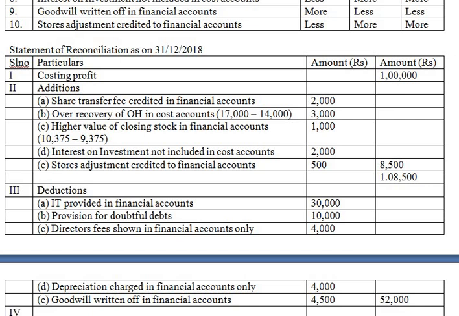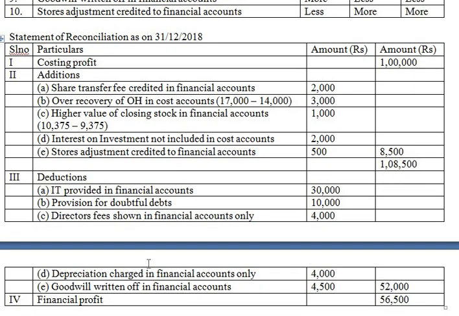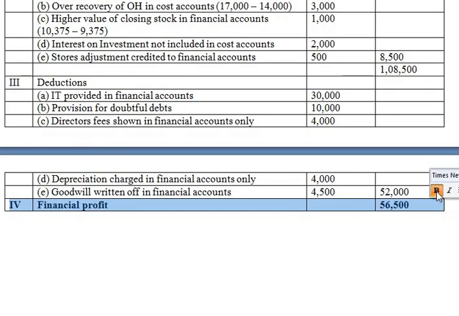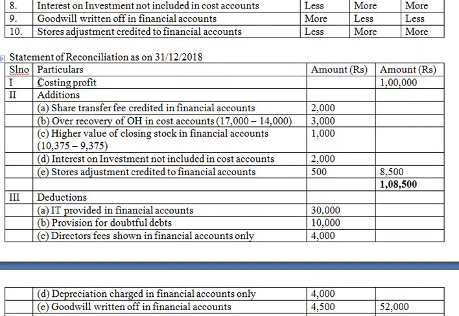Okay, now next is the fourth one. So this is your financial profit. Deduct 52,000 from 1,08,500. That is 56,500. So your financial profit is 56,500. Okay, hope this problem is clear to everyone. Please go through the problem, solve it again. Okay, this is very simple. If your worksheet is correct, then your reconciliation statement will also be correct.